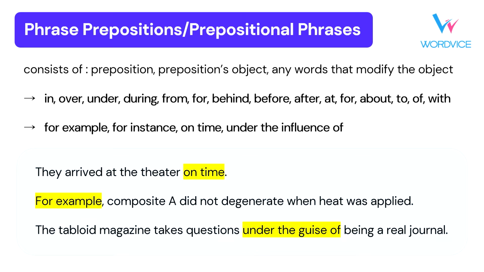A phrase preposition, or a prepositional phrase, consists of a preposition, the preposition's object, and any words that modify the object. These often act as adverbial phrases or other extended modifiers. Phrase prepositions often begin with in, over, under, during, from, for, behind, before, after, at, for, about, to, of, and with. Common phrase prepositions include for example, for instance, on time, and under the influence of.